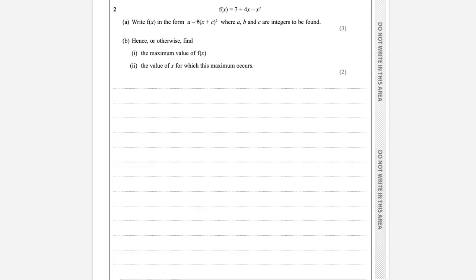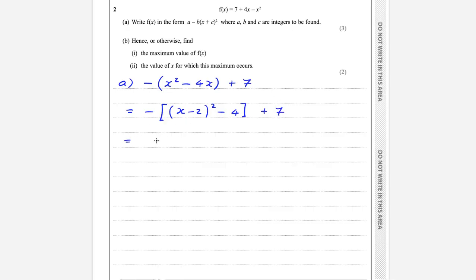Write f of x in this form, basically complete the square. Okay, so I'm going to take out the minus, guys, and I'll have minus x squared minus 4x, like this, plus 7. Then this equals minus, I'm going to open the square bracket, this becomes x minus 2 squared, and I subtract 4, close the square bracket, plus 7.